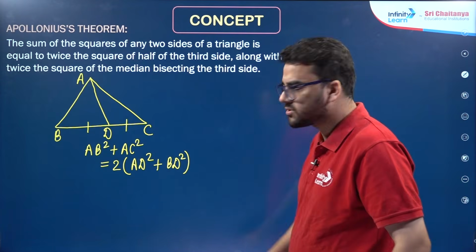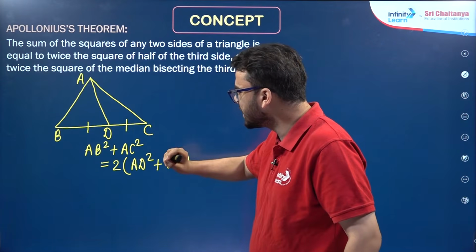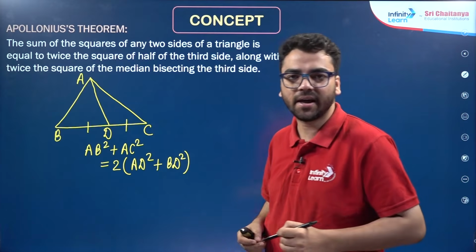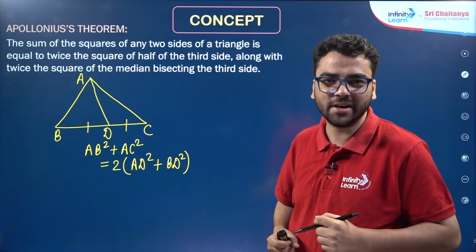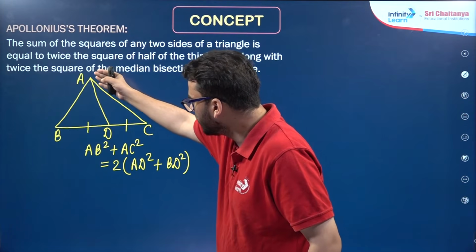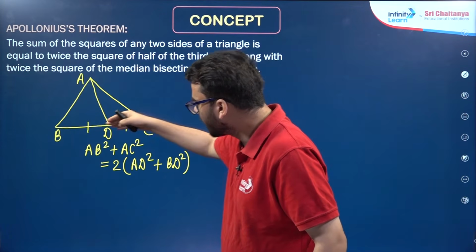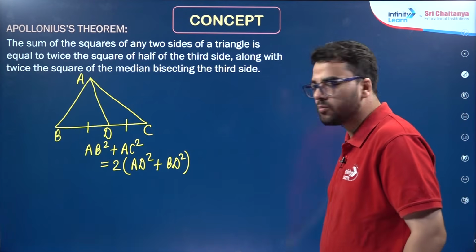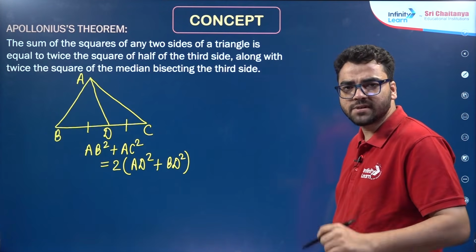That is the Apollonius theorem. So in place of BD over here, you can take CD as well, because BD and CD, they are equal because AD is a median. I hope this is clear. AB square plus AC square is equal to 2 times of AD square plus BD square. This is the Apollonius theorem. Now the proof is pretty simple.